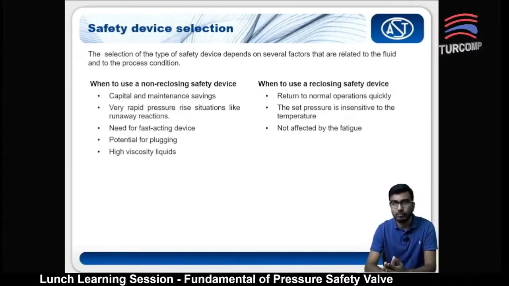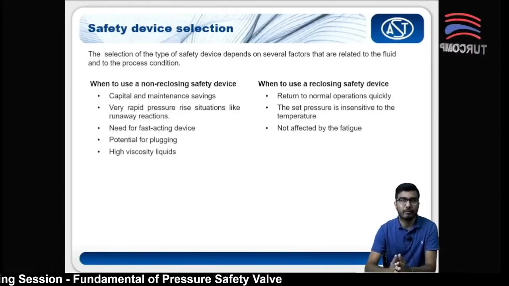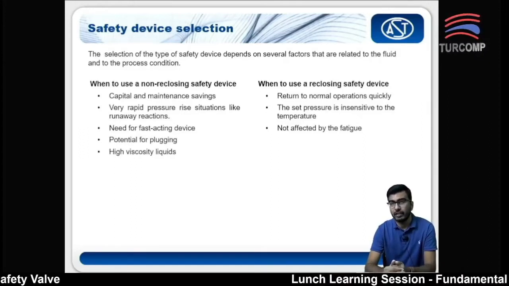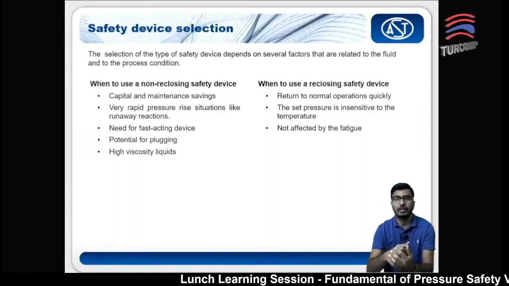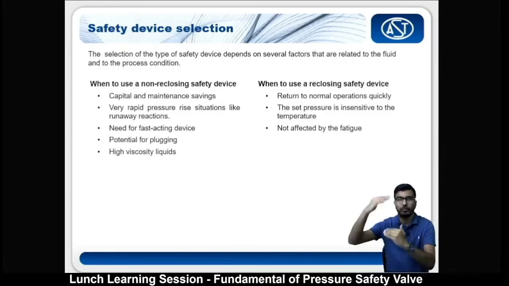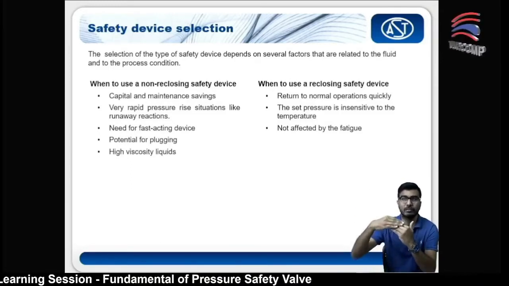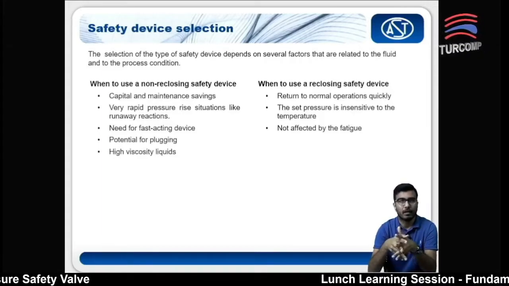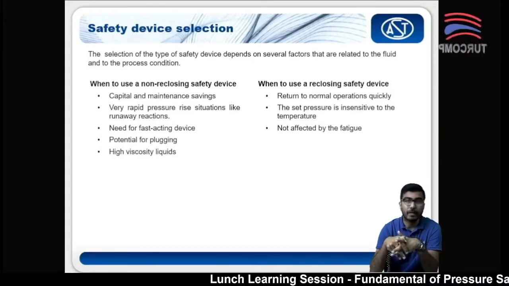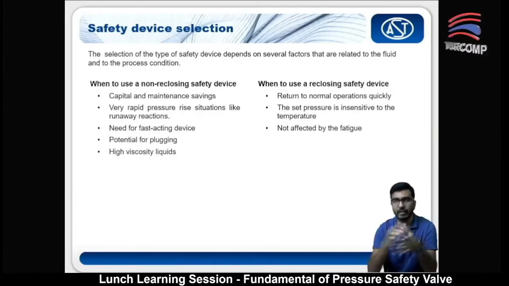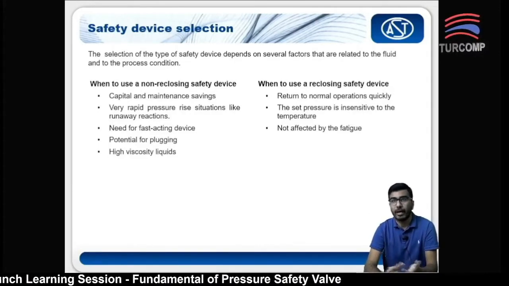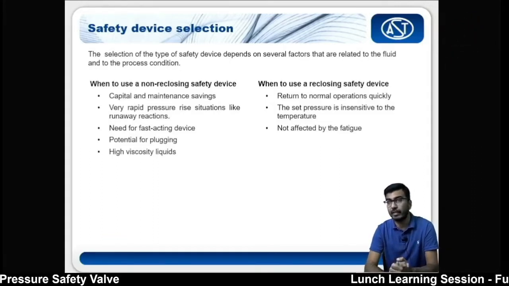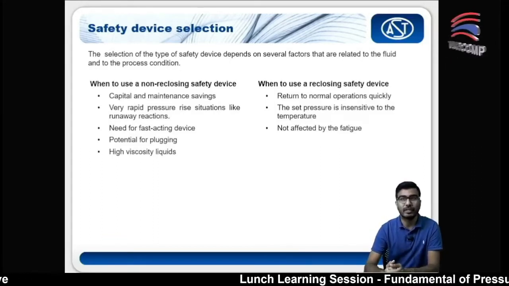Non-reclosing safety device also is commonly used when you have a very rapid pressure rise situation, like a runaway reaction. See, when you have a runaway reaction, a reclosing type PRV cannot hold, so it will stay open. So that's where you will use a non-reclosing type. It is also mainly used if you have a high viscosity liquid in your tanks, probably, and you have a high potential of plugging. So that's where you won't use your reclosing type, because it just won't close.